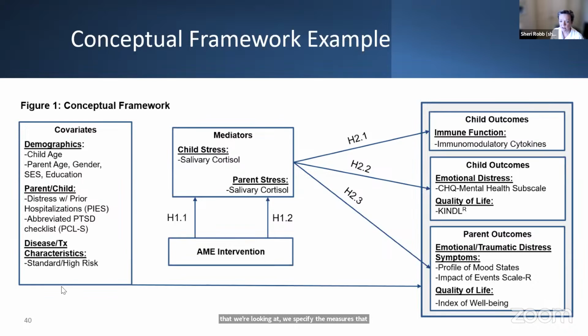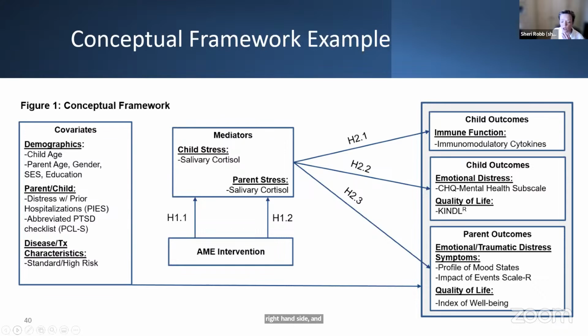And then our narrative basically tells the story from left to right about why we chose these particular covariates, what's in the literature to suggest that they're important to take into account and measure, and then takes you through to the relationship of why we expect the intervention to impact salivary cortisol and our outcomes of interest on the right-hand side.